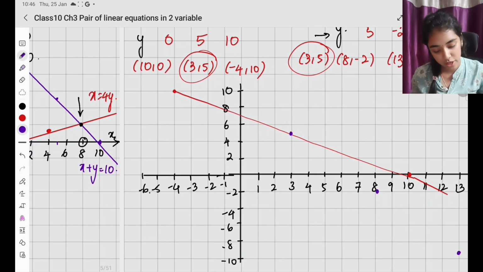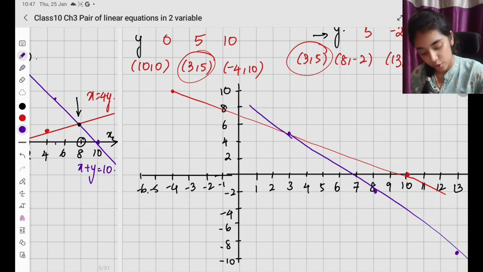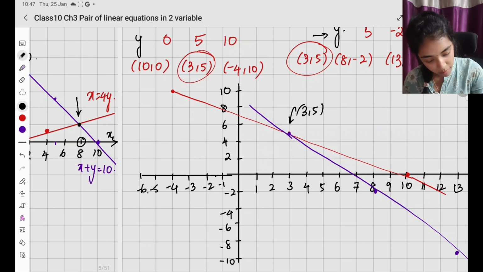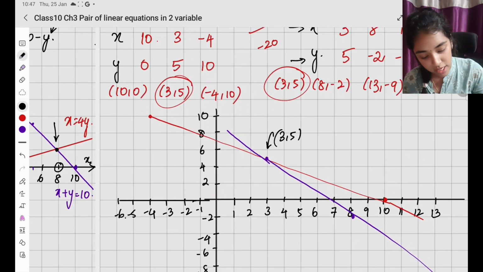Okay, so when I join these 3 points now, what am I going to have? Okay, so please draw it using a scale. So the point of intersection is going to be 3, 5. So what is the solution going to be? The point of intersection is 3, 5 na, x value is going to be 3 and y value equals 5.